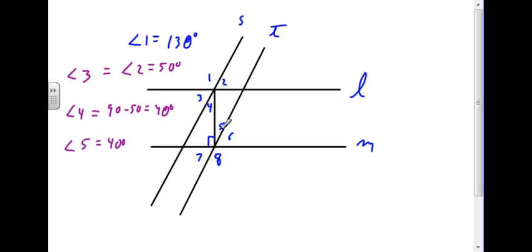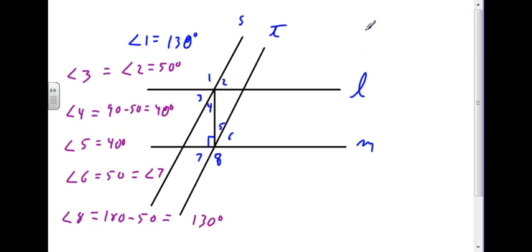If angle 5 is 40, then angle 6 has to be 50, which is also what angle 7 is, because they are vertical angles. And then angle 8 has to be 180 minus 50, which is going to be 130. All right, so now we didn't solve for what they asked for, we just solved for all of them.